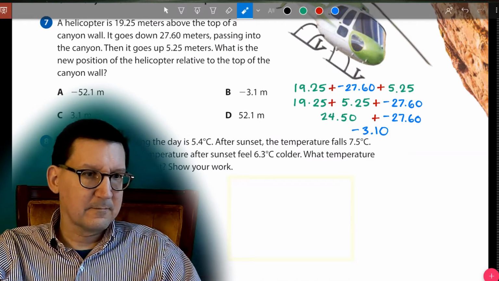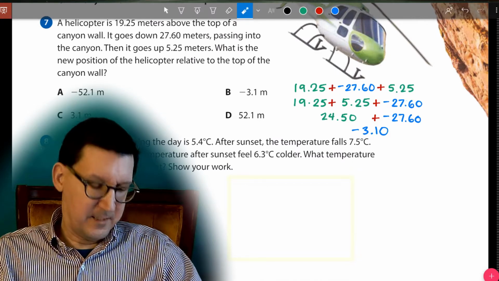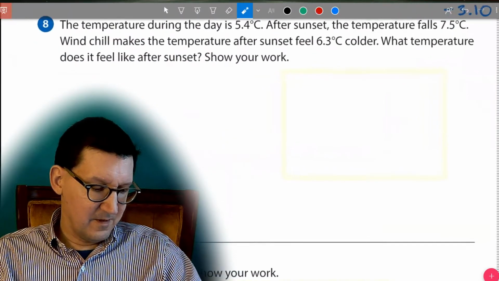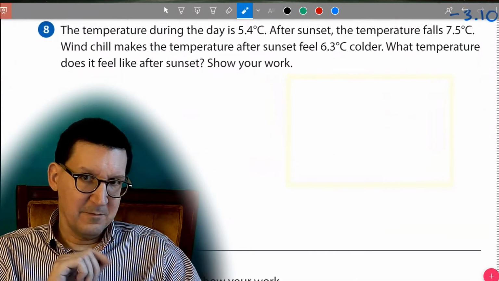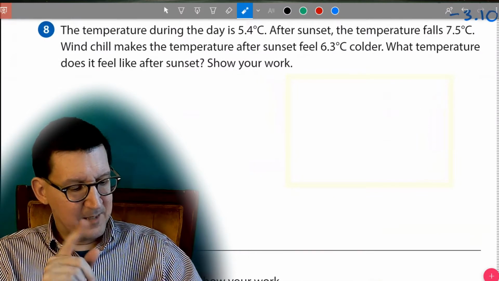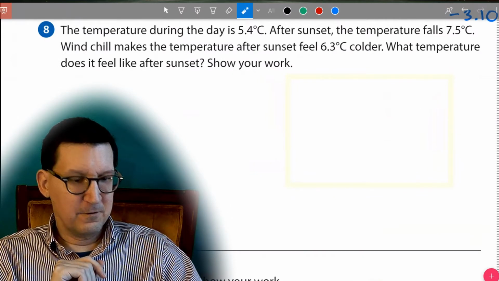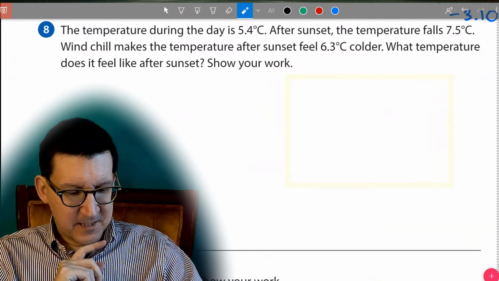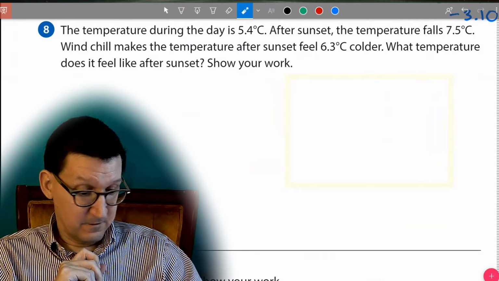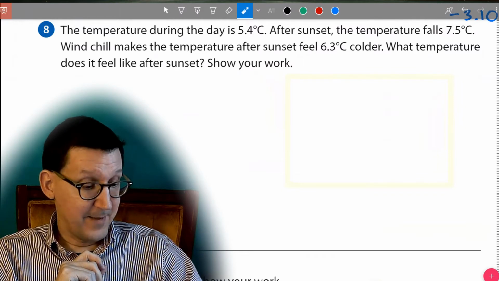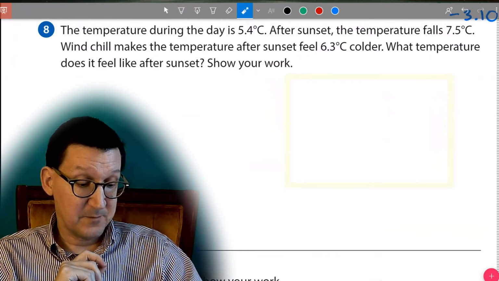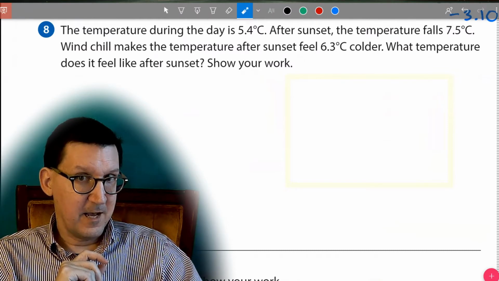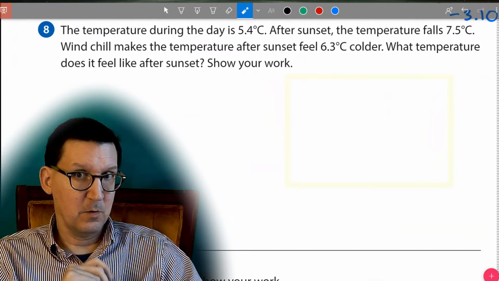How about that? Let's look at number 8. And I'll let you try number 8. So let's look at it. The temperature during the day is 5.4 degrees centigrade, another cold day in Ready Land. After sunset, the temperature falls 7.5 degrees. Wind chill makes the temperature after sunset feel 6.3 degrees colder. What temperature does it feel like after sunset? And show your work.